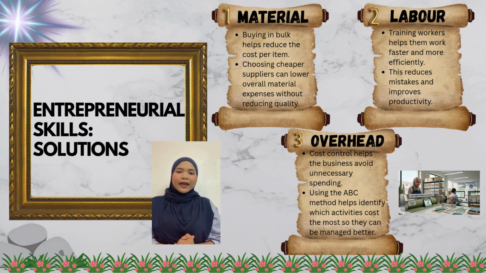Lastly, for overhead, we need better cost control by monitoring expenses closely and using methods like ABC. We can identify which areas use the most resources and manage them more effectively. Overall, the solutions help improve efficiency and increase profitability for the business.